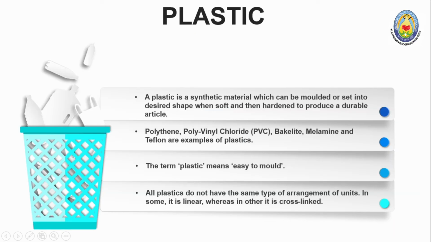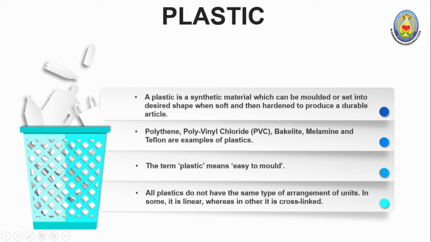Plastics. Plastics are polymers in which the monomers are arranged in a linear manner, or they may be cross-linked also. They are manufactured from the chemicals found in crude oil. The polymers can be melted and then molded into any desired shape also.